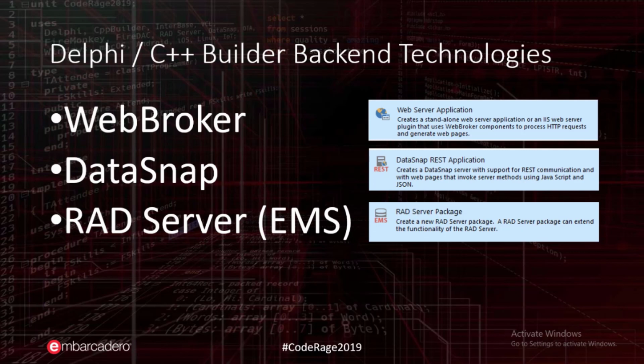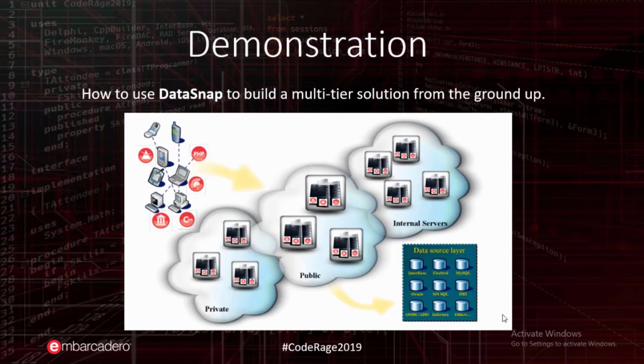For example, using the new Web Broker App Wizard, you can create a new web server app and you can implement HTTP server functionality. Now, Web Broker is good for simple HTTP server functionality, but the more complex the system you want to build, the more you want to look into Delphi or C++ Builder's multi-tier frameworks such as DataSnap or RAD Server. DataSnap or RAD Server provide more higher level functionality than you can find in Web Broker. Let's now look at a demonstration on how to use DataSnap to build a multi-tier solution from the ground up.